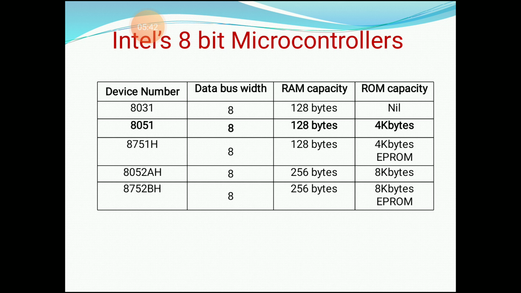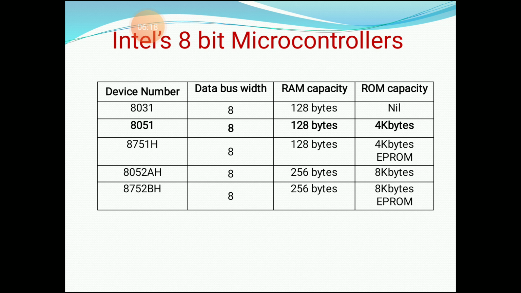Now this table belongs to the 8-bit microcontrollers of the Intel family. The first one, 8031, is an 8-bit microcontroller. The internal RAM capacity is 128 bytes, with no ROM. The 8051 is an 8-bit microcontroller. The internal RAM capacity is 128 bytes and internal ROM memory is 4 KB. And the 8751H is an 8-bit microcontroller. The capacity is 128 bytes of RAM internally and 4 KB EPROM memory.